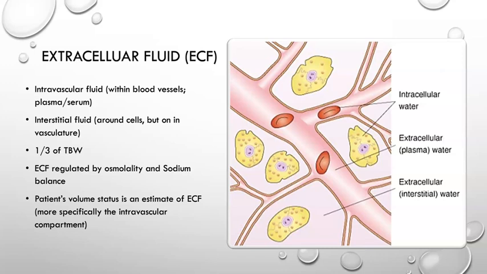Colloid osmotic pressure and hydrostatic pressure represent the pull and push required to maintain balance between the interstitial space and intravascular space. Clinically, we can assess how much fluid is in these spaces, and when we talk about a patient's volume status, we are referring to the extracellular fluid. Here's a visual that summarizes the division of total body water into intracellular fluid and the extracellular fluid, and further into the interstitial and intravascular compartments.